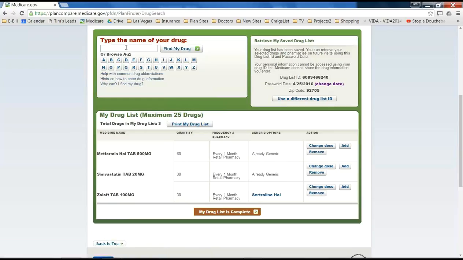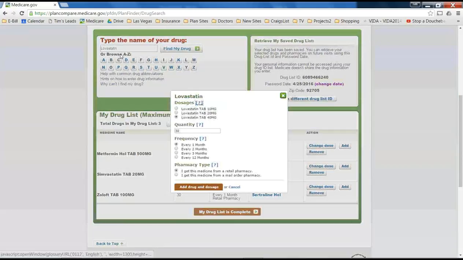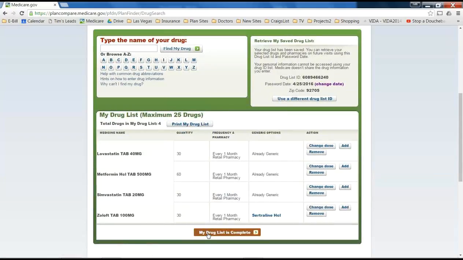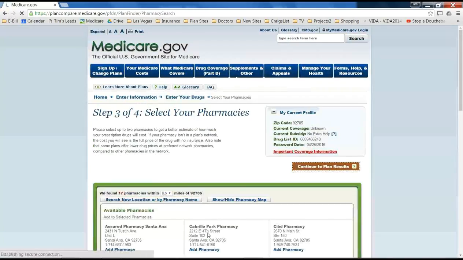So let's see, we've got diabetic, I think Simvastatin, can't remember if it's for low blood pressure or cholesterol. Let's try lovastatin. I think this is for cholesterol and Simvastatin is for high blood pressure. But let's just get some in here so that we can get a comparison. We'll get these 4 in here and move forward.